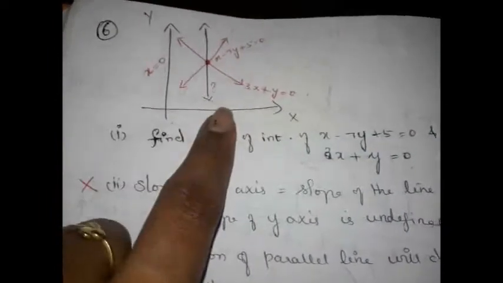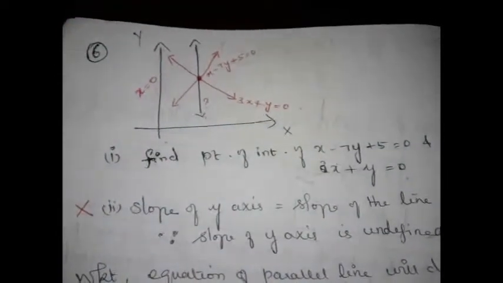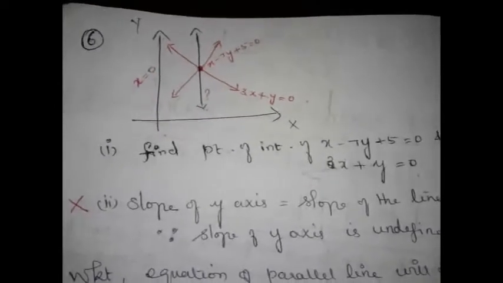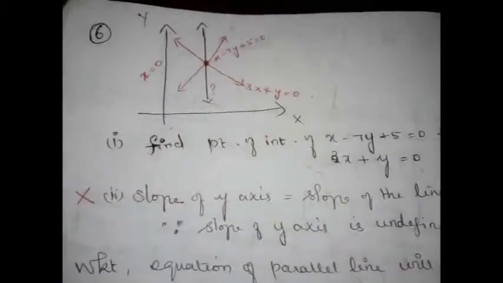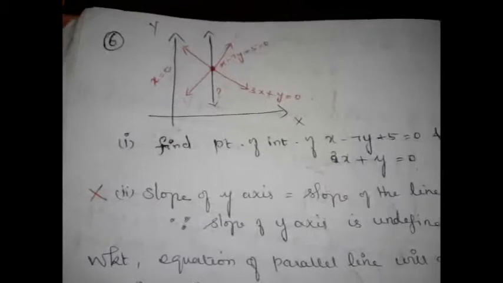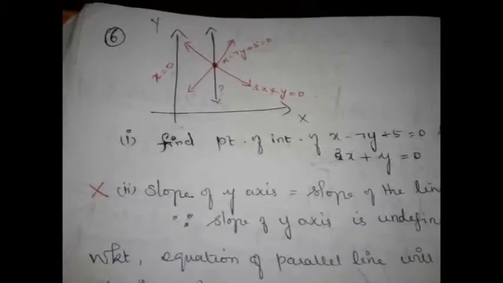Instead of using the slope, we can use this concept. The equations of parallel lines will differ only in the constant. The x coefficient and y coefficient will remain the same. This is not only here, it holds for any line. If two lines are parallel, then the two equations will differ only by their constant. The x and y coefficients will remain the same.